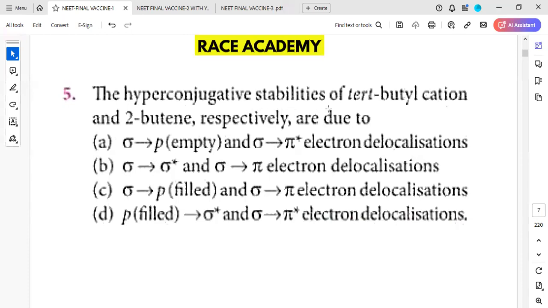So the hyperconjugative stabilities of tertiary butyl cation and 2-butene respectively are due to no bond resonance of sigma and empty p orbital, and no bond resonance of sigma and pi star electron delocalization.